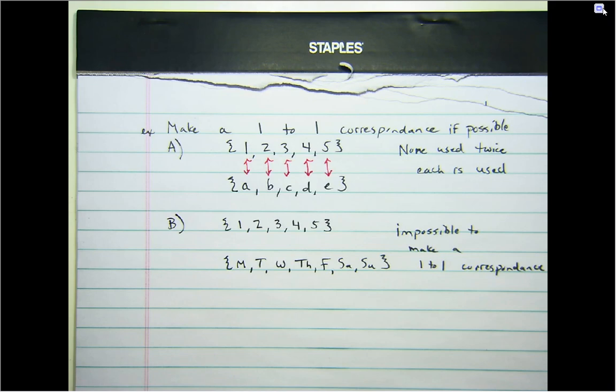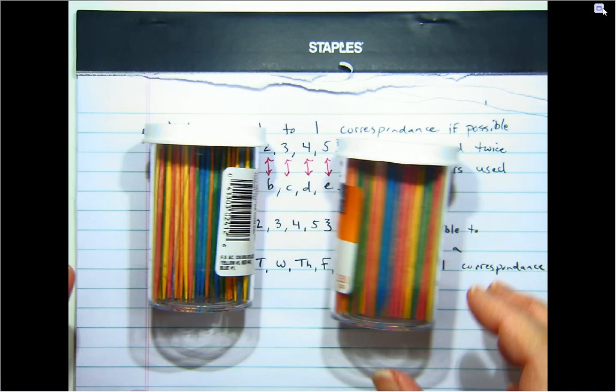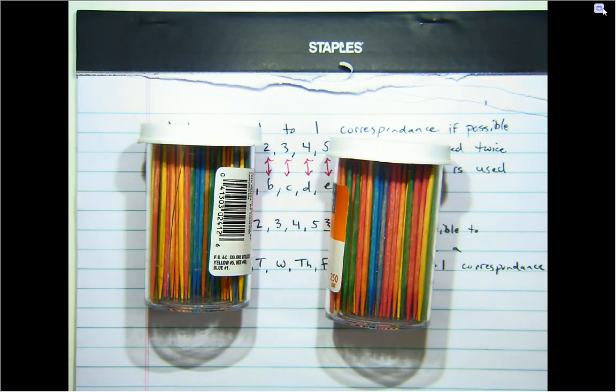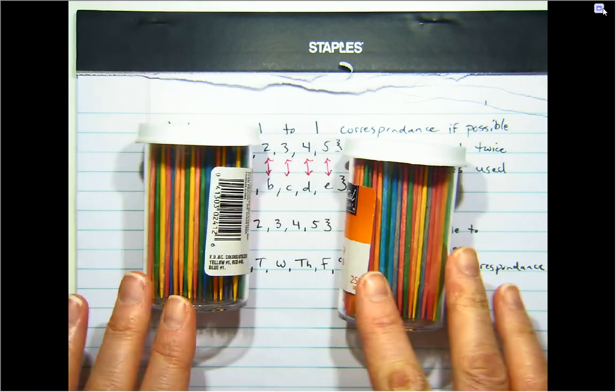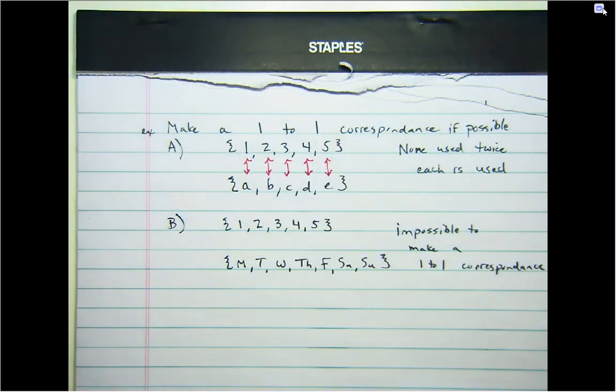So if I wanted to take a look at these two sets of toothpicks, I could tell if they were the same size collection of toothpicks by taking them out one at a time, right? Pairing them up, pairing them up, pairing them up. And if there was some left over in one set and not in the other, then I'd know that one set was bigger. So that's what we're doing here.